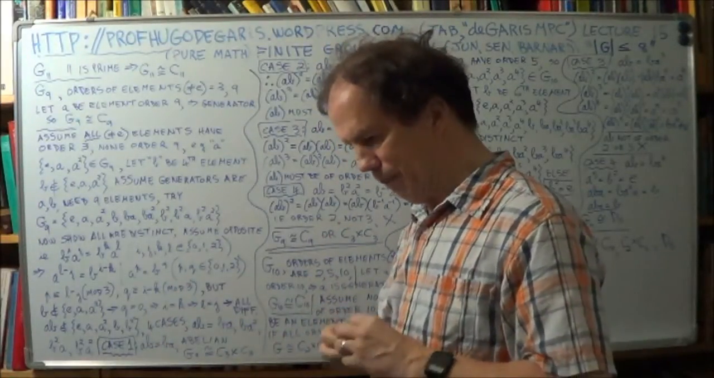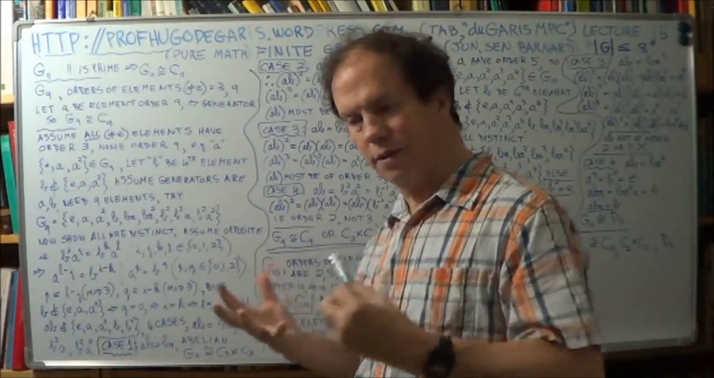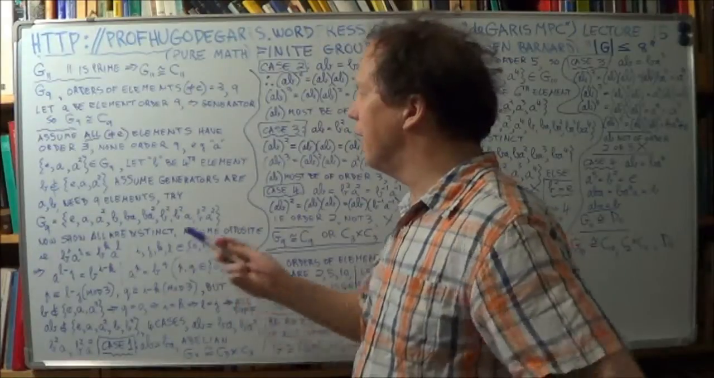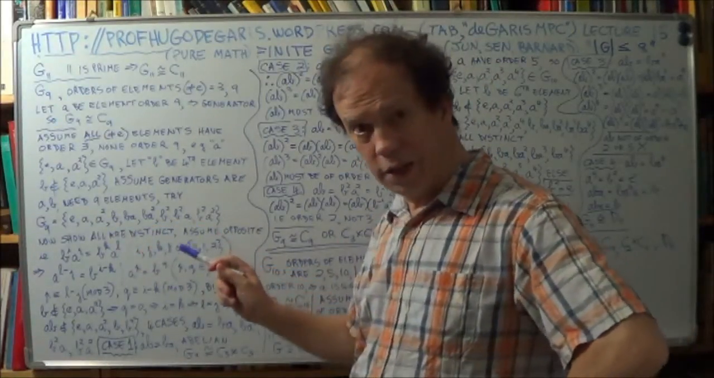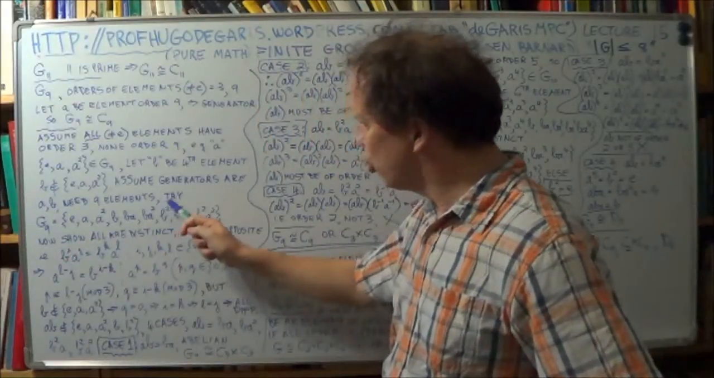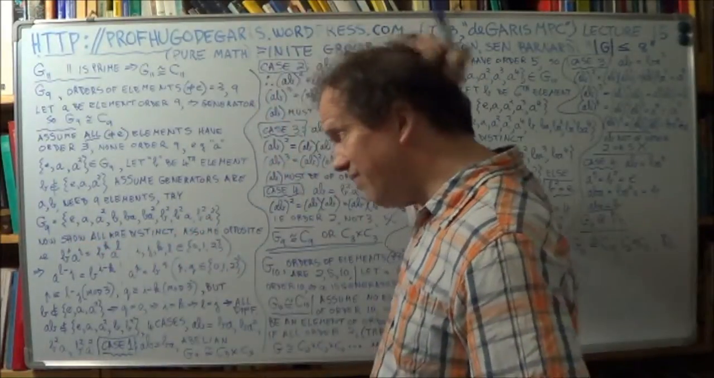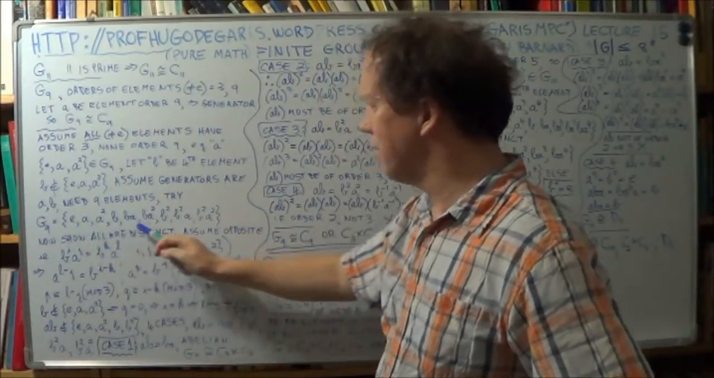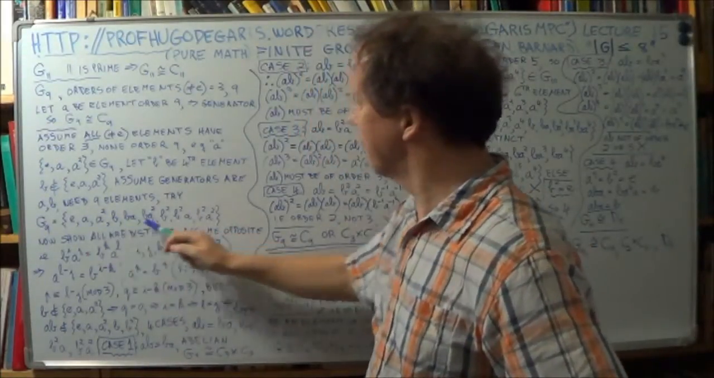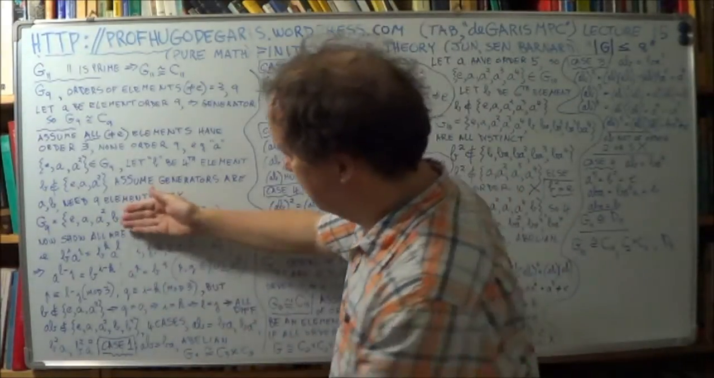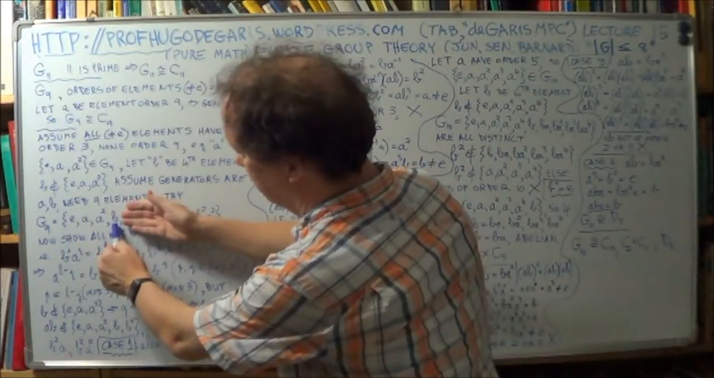Now, the only way we can justify that is that they actually generate all the elements, and they're all distinct, right? So let's try. We'll use A and B as generators to generate a 9-element set, right? So here we've got, here's your 4th element, B.